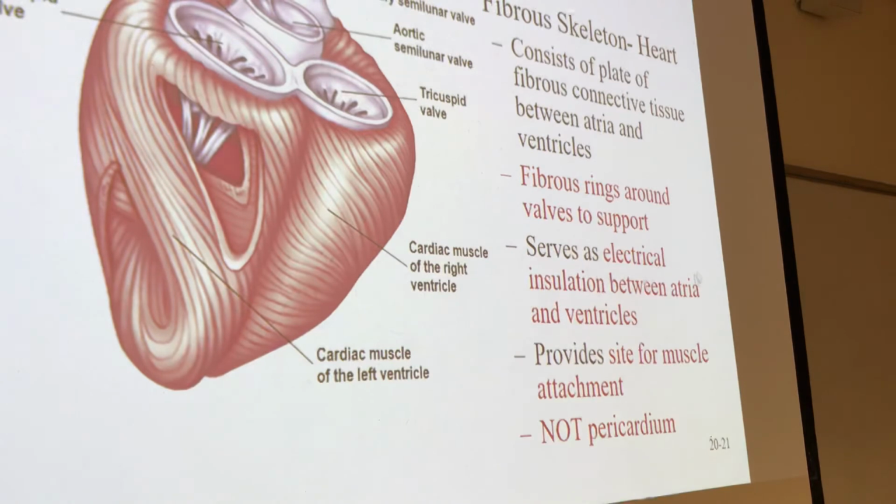The next one provides electrical insulation between the atria and the ventricles. Notice that these are all found between the areas of the atrium, and it's found between the atrium and the ventricles. What happens is this, right? When we electrically stimulate the atria, we only want the atria to contract, right? We don't want the ventricles to contract at the same time. So some way, we need to kind of disconnect those two areas. So then I can only stimulate the atria and only the atria contract.